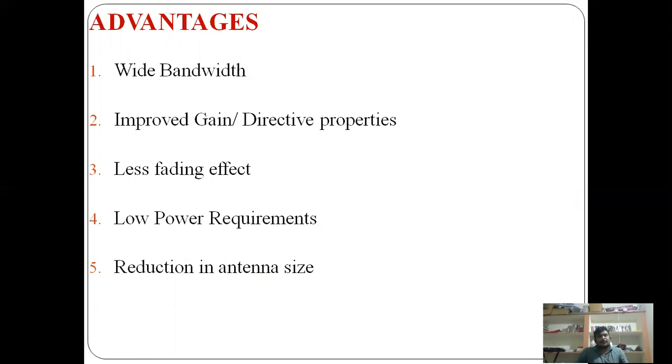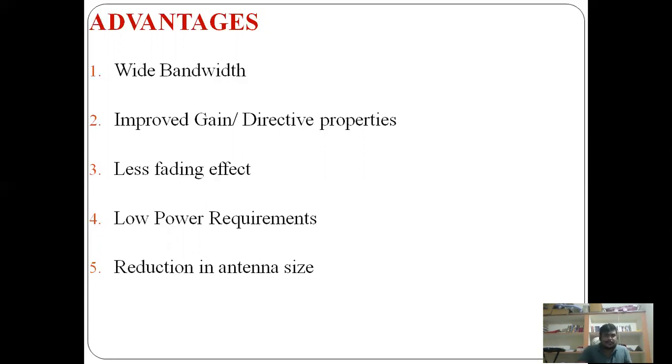The first advantage is wide bandwidth. We are getting wider bandwidth. What is the major advantage? What happens if you have a wide bandwidth? If you have less bandwidth, you can't transfer much; you can have only a small number of channels, and you don't have the capacity to transmit. If you have wide bandwidth, you can create more channels. With more channels, you can transmit more information, and the capacity is increased.